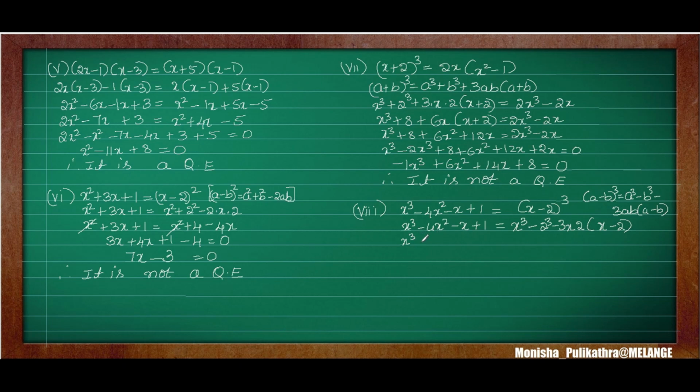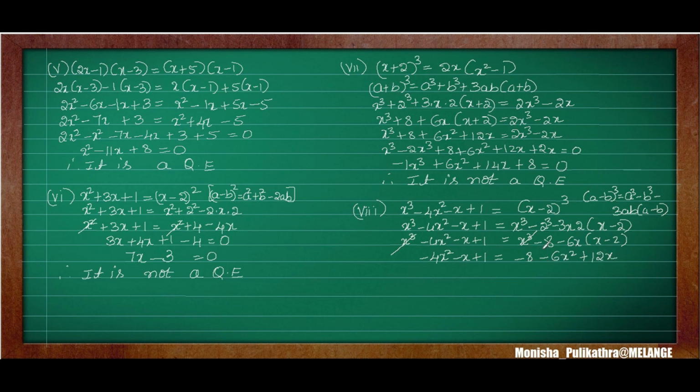So x³ − 4x² − x + 1 as it is, equals x³ minus 2³, 2 2s are 4, 4 2s are 8, minus 3 into 2 is 6x into (x − 2). Here both x³ get cancelled. −4x² − x + 1 is equal to −8, minus into minus is plus 6x into x is 6x², and minus into minus is plus 6x into 2 is 12x.